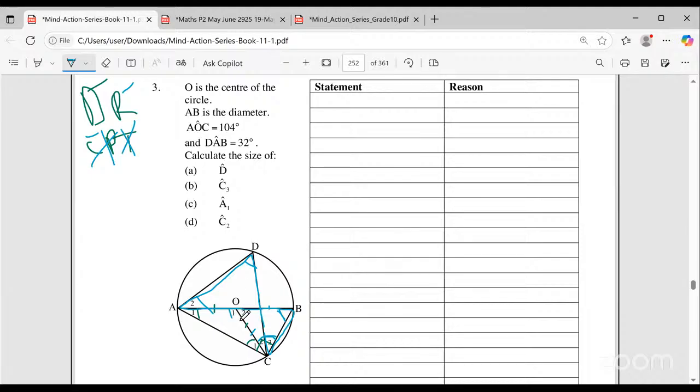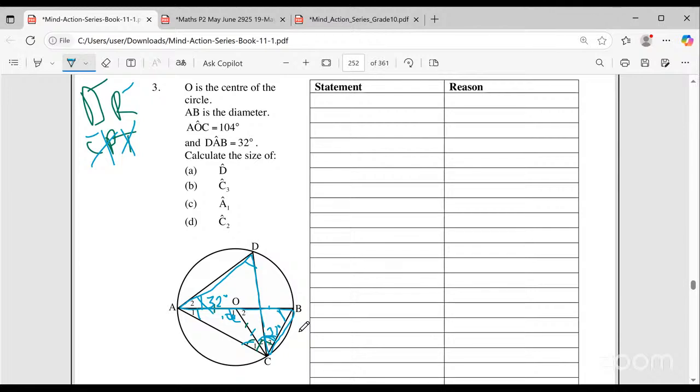This angle is 104, and we can get this from that 104. And DAB, where is DAB? Here it is. DAB is 32. And then we said this 32 is equal to angle C3. Therefore, this will be 32 as well, reason being angles in the same segment, angles subtended by the same chord AC, or by the same arc AC. Fine, we are done with the analysis.